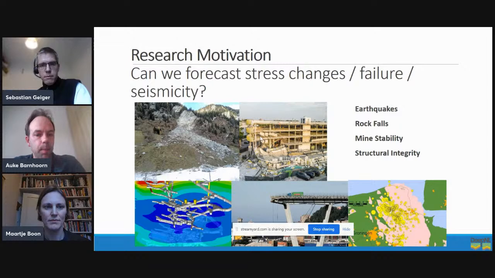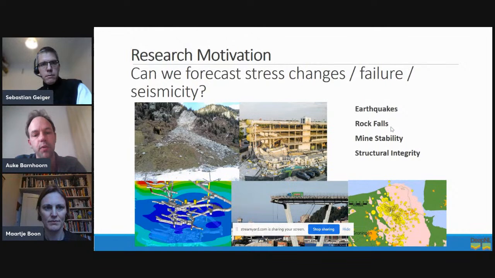You can think about civil engineering structures that are failing. You see here a parking garage that has somehow collapsed. And at the bottom, you see the bridge in Italy, which collapsed a couple of years ago. In hindsight, they realized that they could have seen that from satellite data. If they had looked better, they could have seen that things were coming close to failure, so they might have been able to predict it in the beginning.